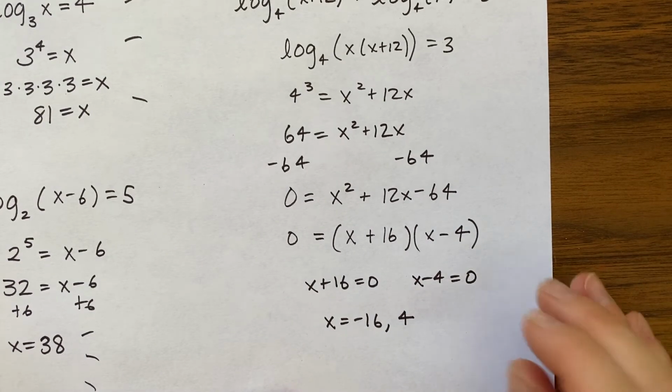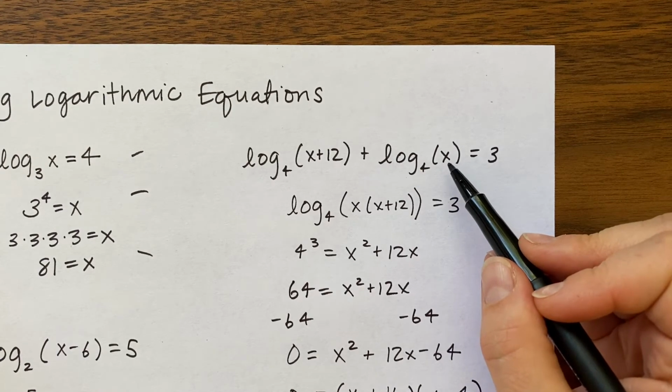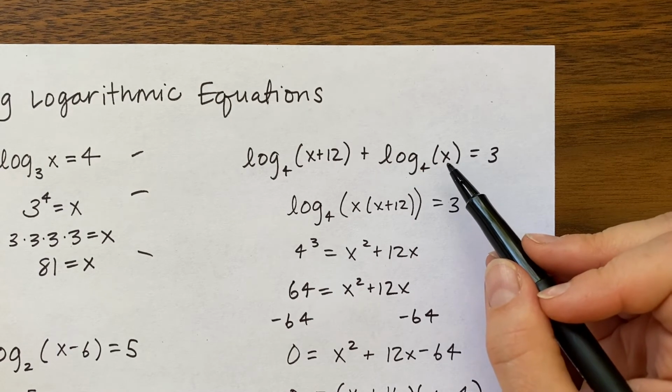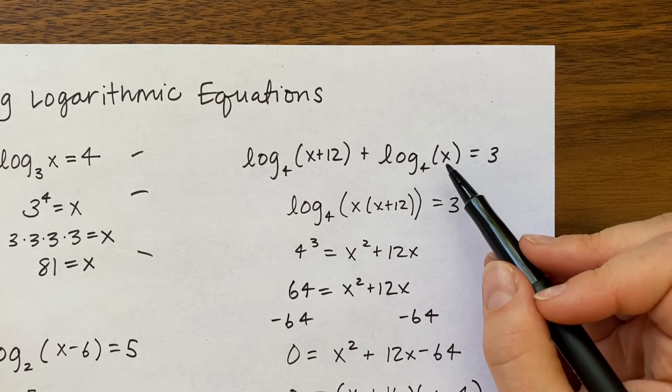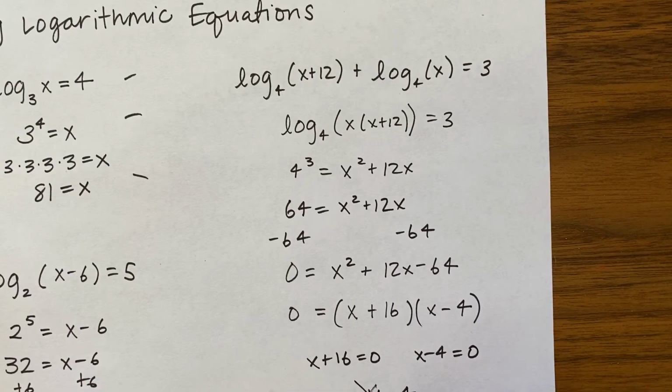But remember our rules about logarithms? These numbers here, we call them the arguments. The arguments can't be negative. Now, it may seem counterintuitive because in the real world, arguments are negative, but in the math world, they're not. Therefore, our only answer is 4.